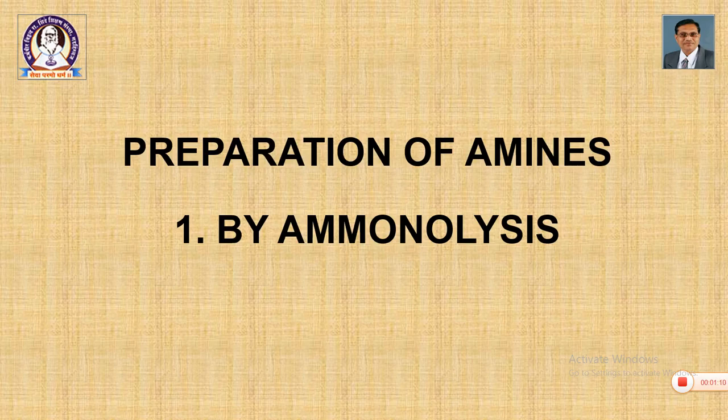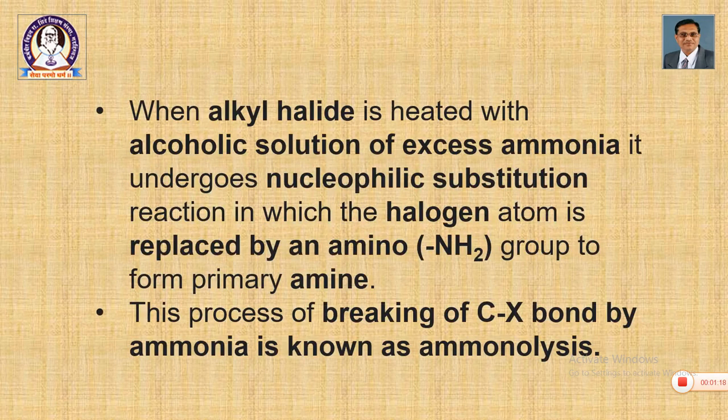This is the first method. The first method of preparation of amines is by ammonolysis. So let us see what the idea of ammonolysis is. In ammonolysis, an alkyl halide is heated with an alcoholic solution of excess ammonia. It undergoes nucleophilic substitution, in which the halogen atom is replaced by an amino group to form a primary amine.